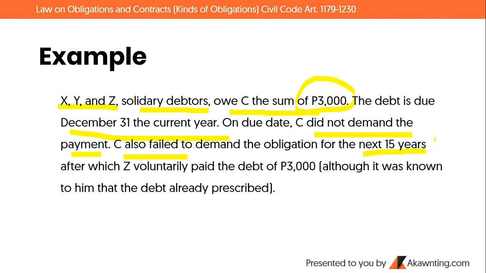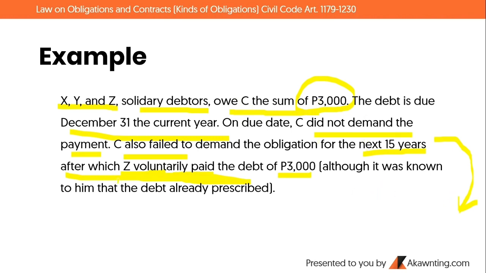Grabe. Okay, so by the way, according to the civil code, kapag ang isang debt ay hindi na siningil, okay, for a period of more than 10 years, in case of written obligation or contract, it will prescribe. Pag sinabi natin magpe-prescribe, kumbaga, ma-extinguish na yung obligation mo, okay? So in this case, nag-prescribe na siya. Okay? So, ang nangyari, after which, Z, despite the prescription, nagbayad pa rin daw si Z ng 3,000. Although it was known to him that the debt already prescribed. Nagbayad pa rin si Z kay C ng 3,000 kahit na nag-prescribe na yung utang.